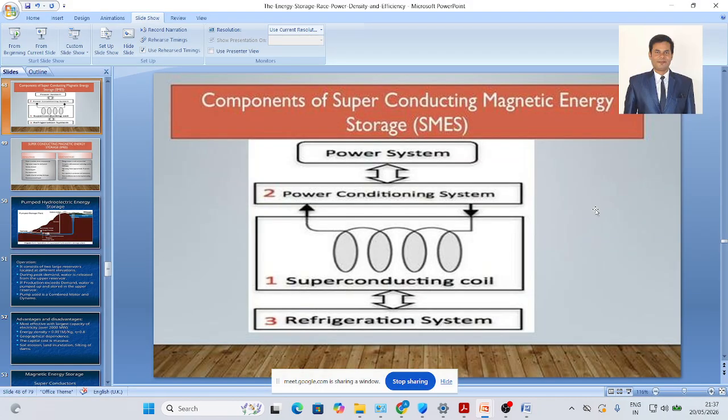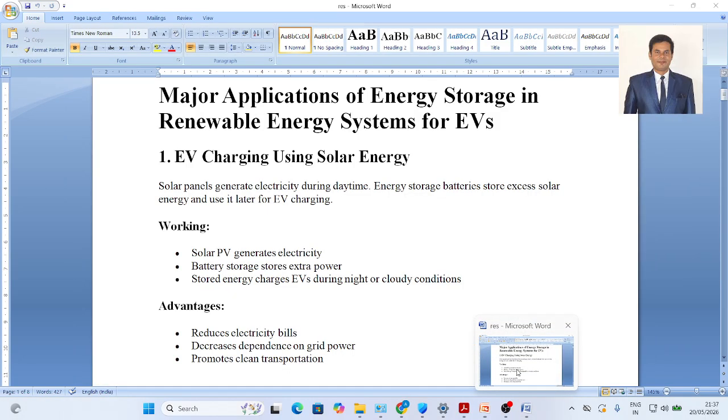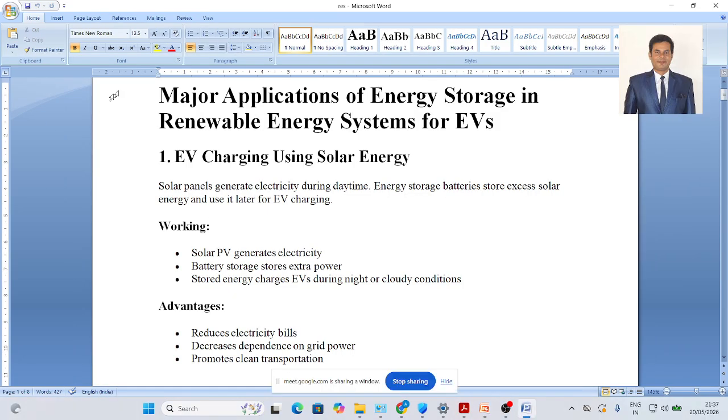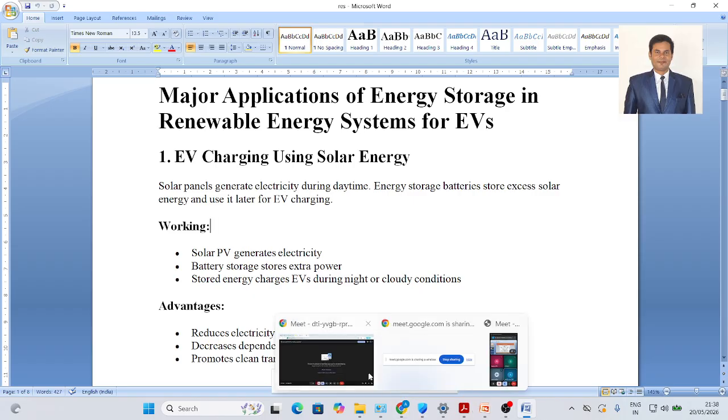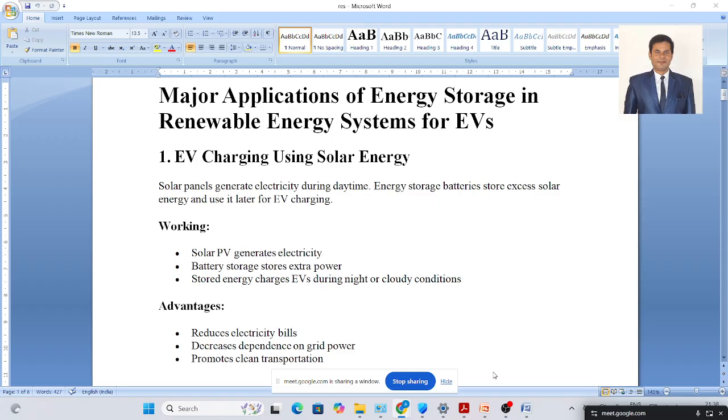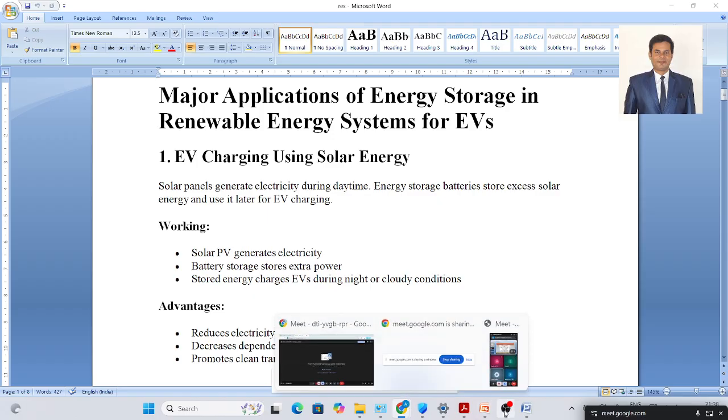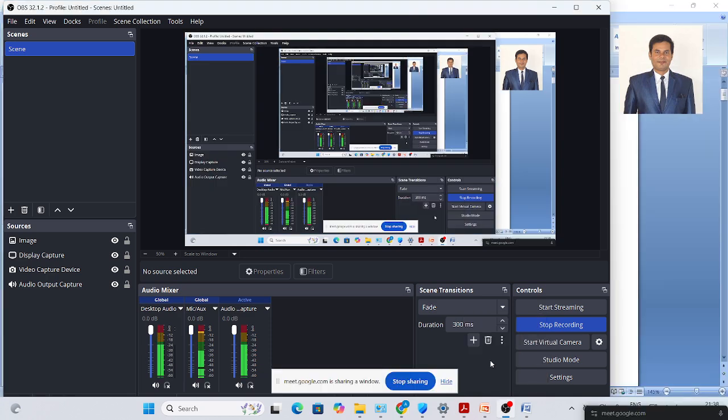So I'm going to share the applications of integrations, right? Is it visible? No, sir. Uh, yes, whether it is visible to you or not. No, sir. It's visible only the components of superconductor.